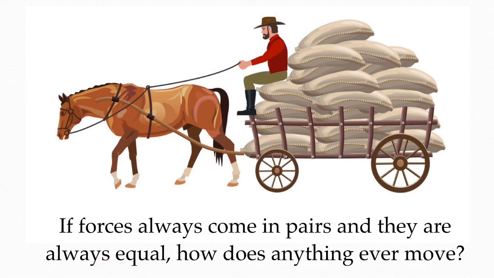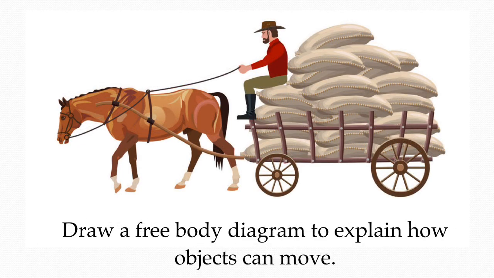We now have one final problem to consider. According to Newton's third law of motion, forces always come in pairs, and those pairs are always equal in magnitude and opposite in direction. So how does anything ever move? Here we have a horse and cart. The horse pulls on the cart and the cart pulls on the horse, with equal and opposite force. Try drawing a free body diagram of the horse to explain how objects are able to move. Pause the video now while you do your diagram.